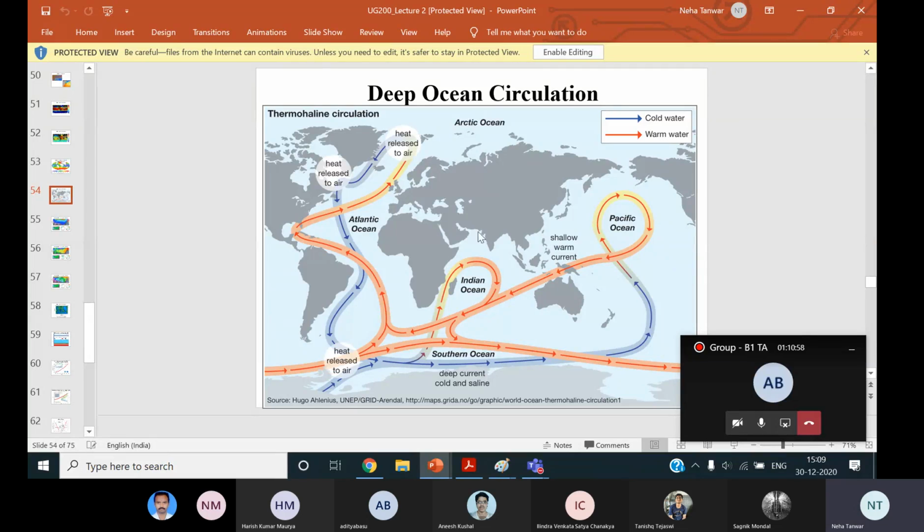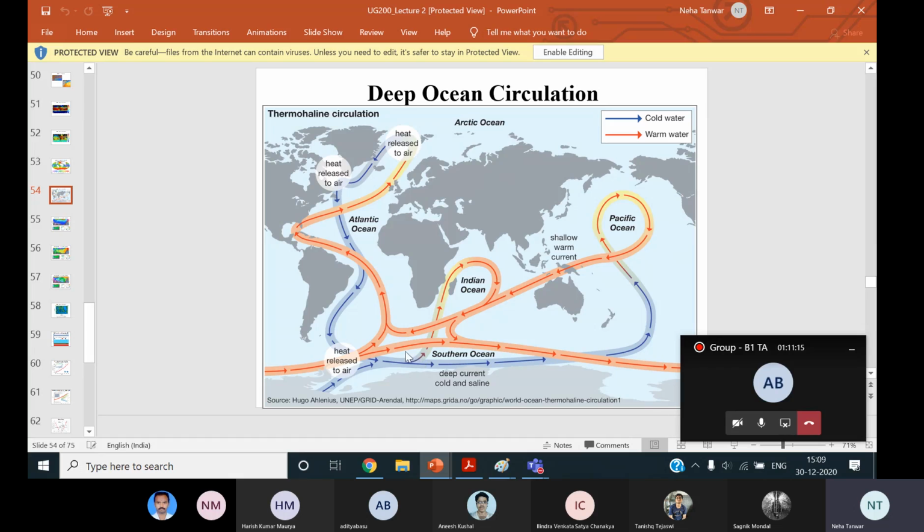Okay. So as this water moves towards the pole, what happens? It's already very saline water. Okay. The density is already very high. And on that, the temperature acts, it becomes cold and it's very dense and it sinks.